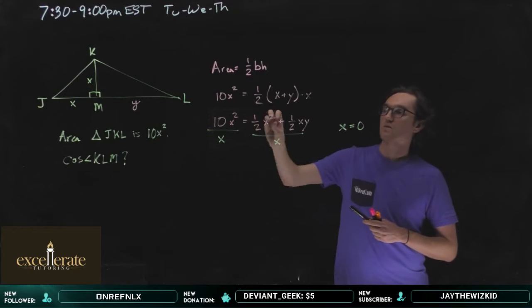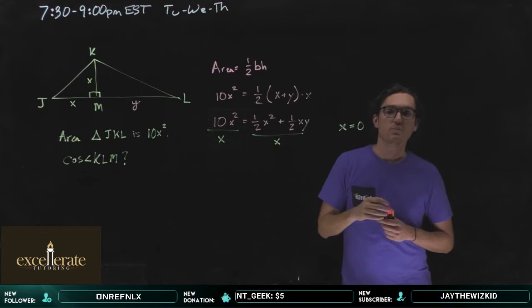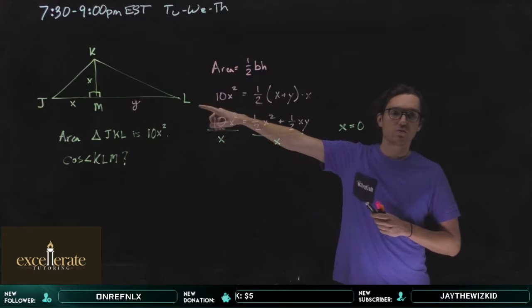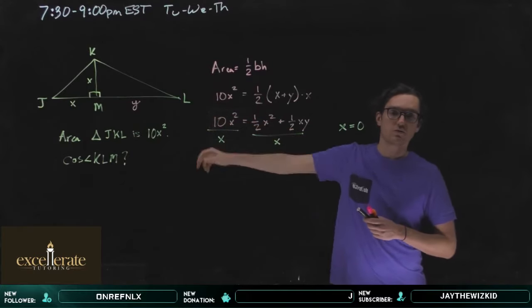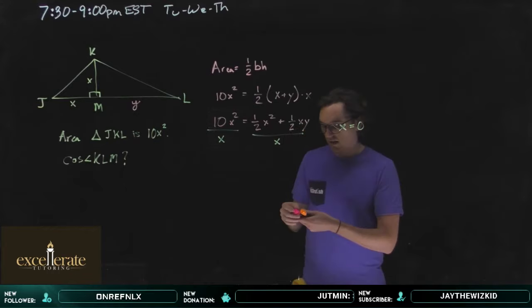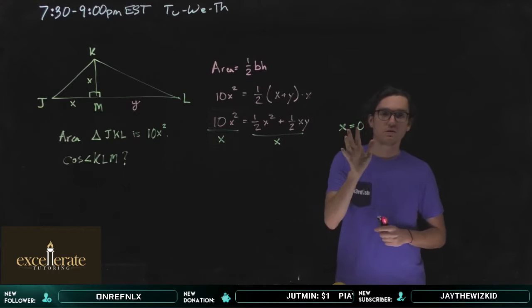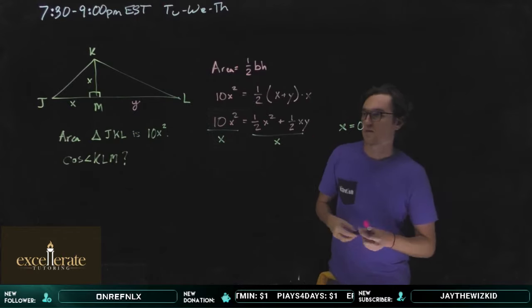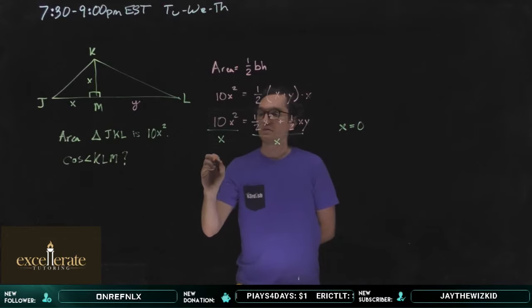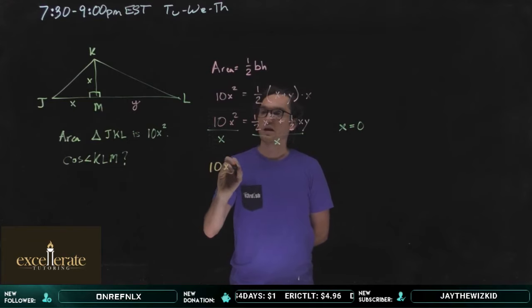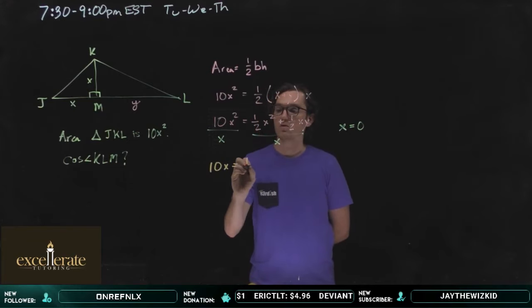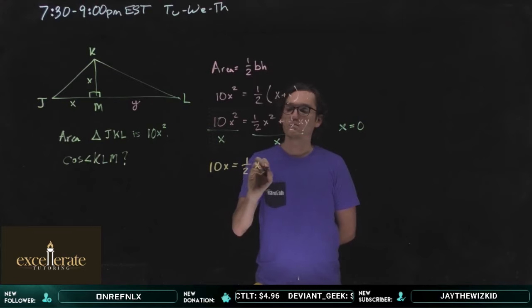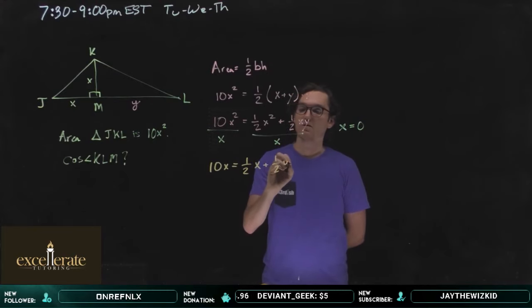Because 0 is equal to 0 plus 0 would work. The problem is we are talking about something in the real world that can't just have a length of 0, otherwise it wouldn't exist. So sometimes, for polynomials, that's something you have to keep in mind, is that when you divide everything by a variable, you're getting rid of the possibility that the variable is equal to 0. So what we have now is 10x is equal to 1/2 x plus 1/2 y.